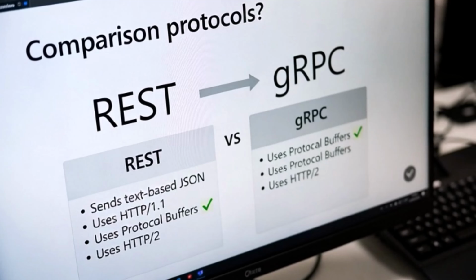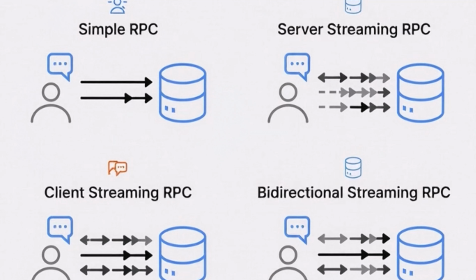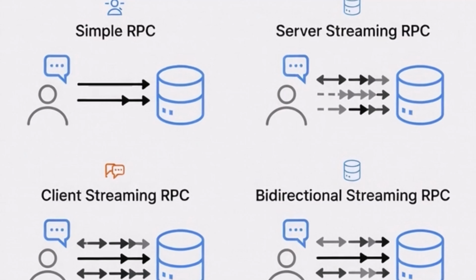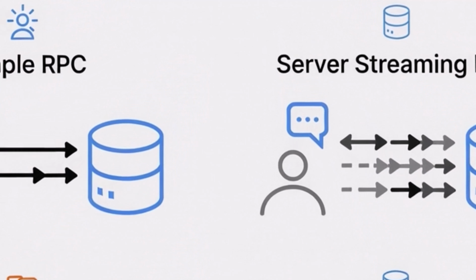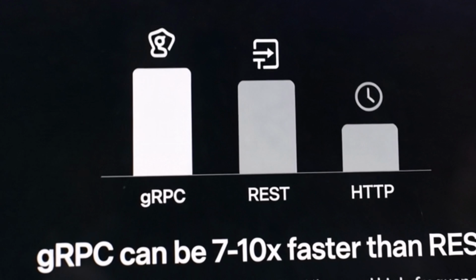And here's the really powerful part. gRPC supports 4 communication styles. Those are simple request and response, server streaming, client streaming, and bidirectional streaming, where both sides talk in real time. In many real-world systems, gRPC can be 7 to 10 times faster than REST.